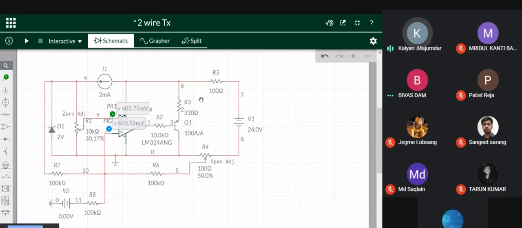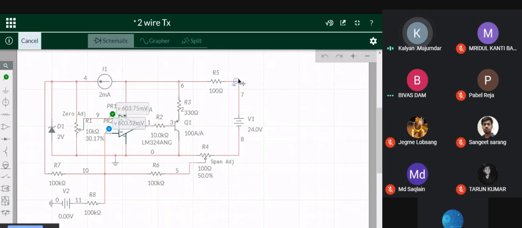This is not a part of the circuit. Rest of it is your so-called 2-wire V to I converter. The rest of it is inside the box. Outside the box is the power supply and this particular resistance R5, which represents the load resistance. So we want to measure this current, the loop current, because that is the output.